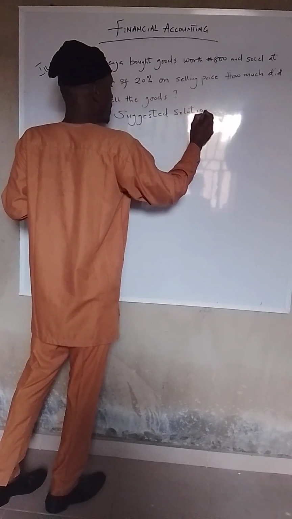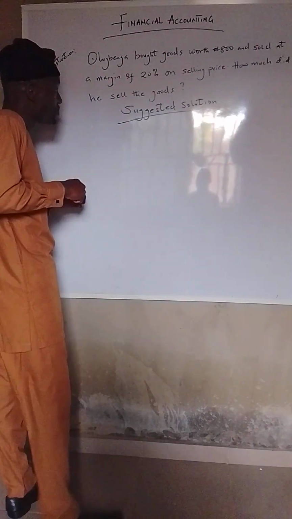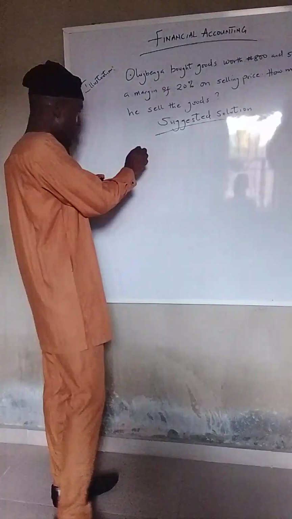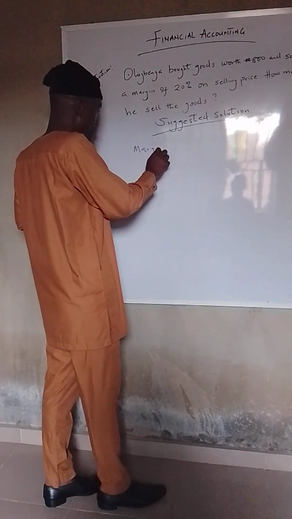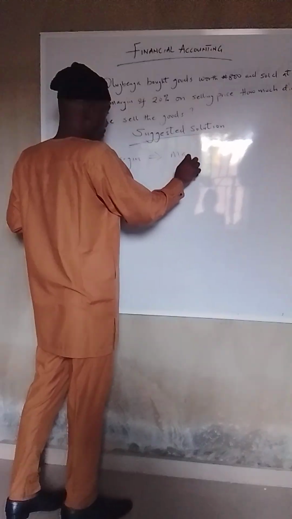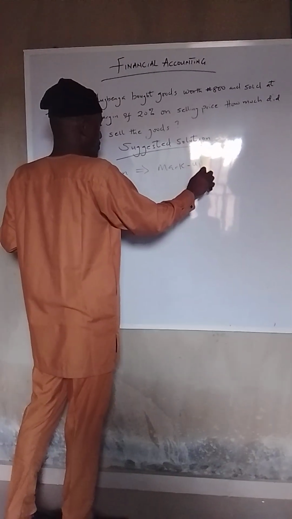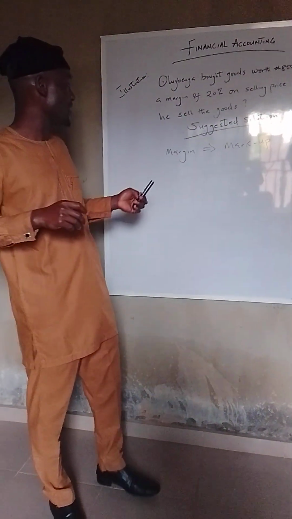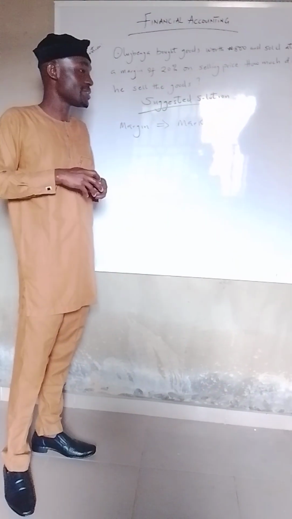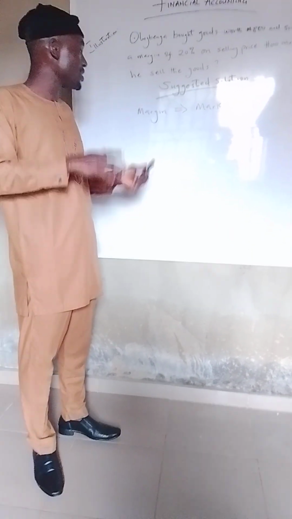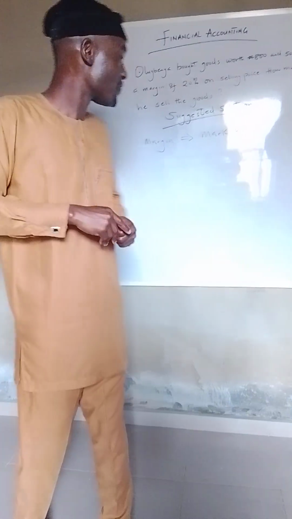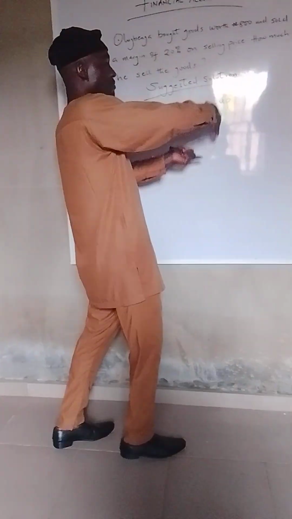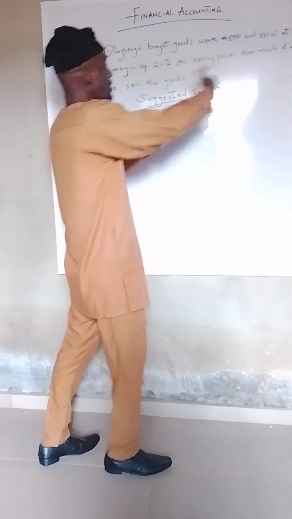Now, as a layman, first thing first, you must be able to understand what's the meaning of margin and what's the meaning of markup. We are converting margin to markup now. Margin simply means a relationship between the profit and the selling price. That's the meaning of margin. Why markup is just the relationship between the cost price and the profit. The cost price and the profit.